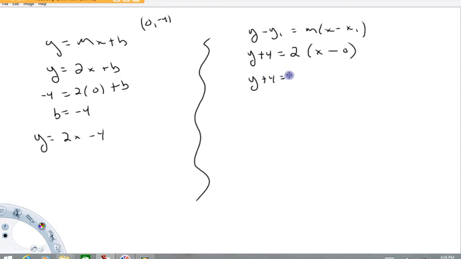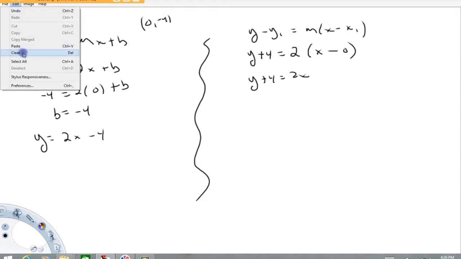y plus 4 equals 2x. So here's using the slope-intercept form to find the equation for the line. Here's using the point-slope form. Either one is acceptable.